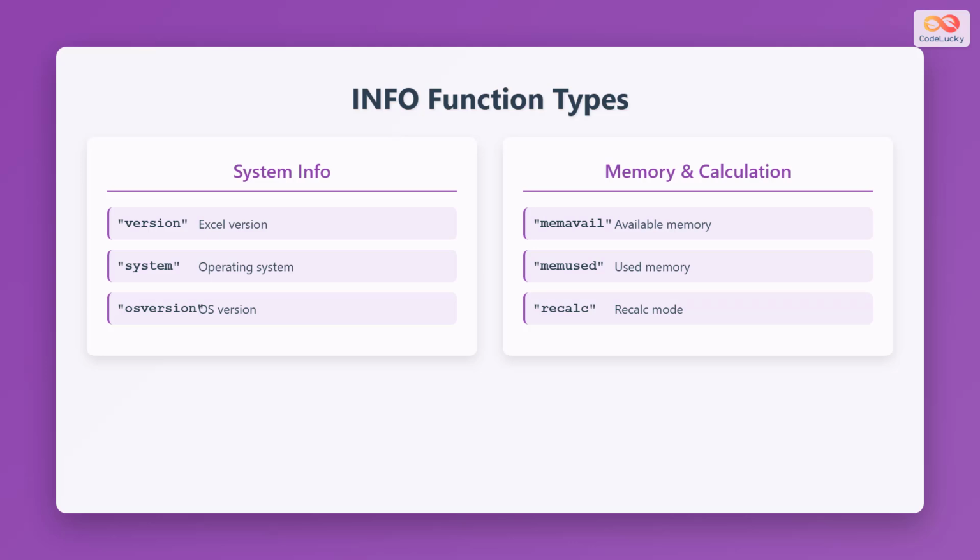Here are some common info types for the INFO function. Under the System Info category, the info type "version" returns the Excel version. The info type "system" returns the operating system, and the info type "osversion" returns the operating system version. Under the Memory and Calculation category, the info type "memavail" returns the available memory. The info type "memused" returns the memory used, and the info type "recalc" returns the recalculation mode.